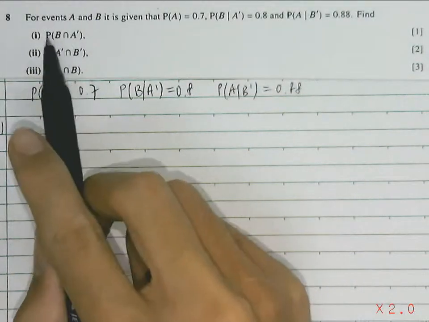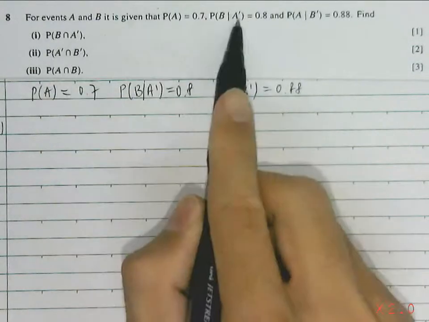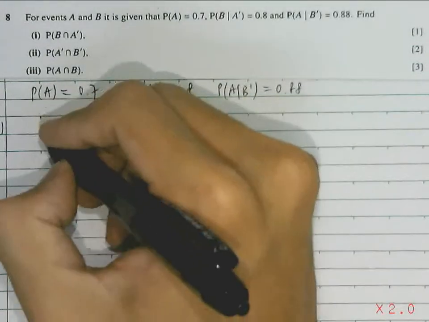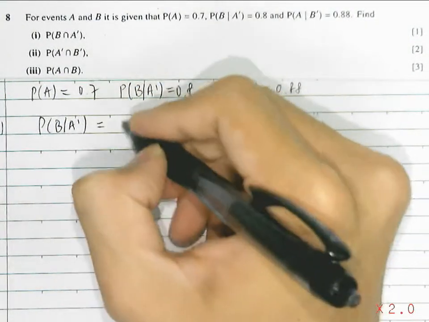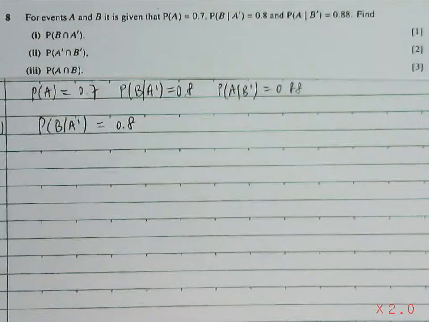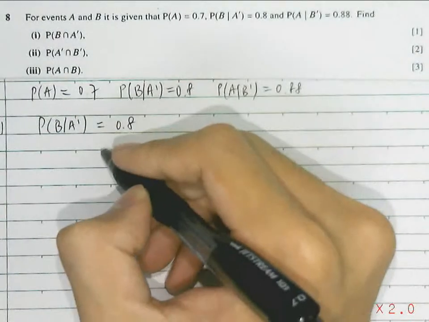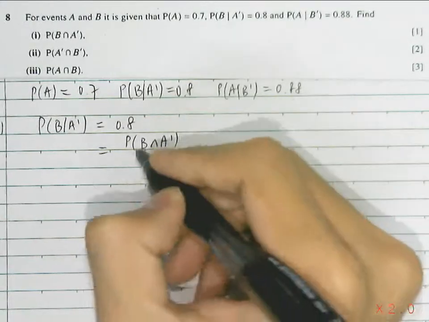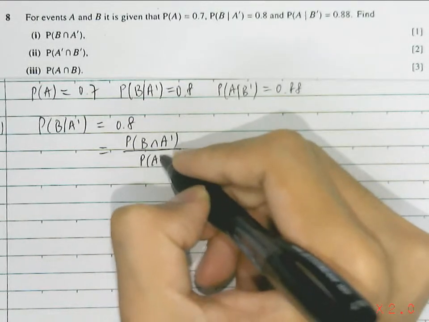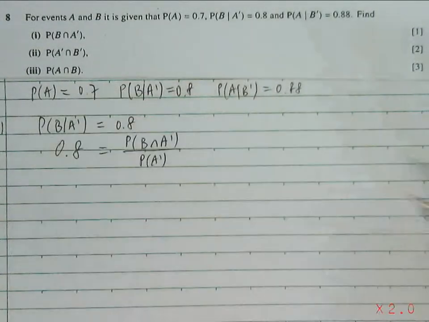We notice that this is very similar to this information given. There's a B and an A complement involved. So whenever we are given conditional probabilities in the question, it is always a good idea to expand it out. So we will know that this equals the probability of B intersect with A complement over the probability of A complement. And we know this probability is 0.8.